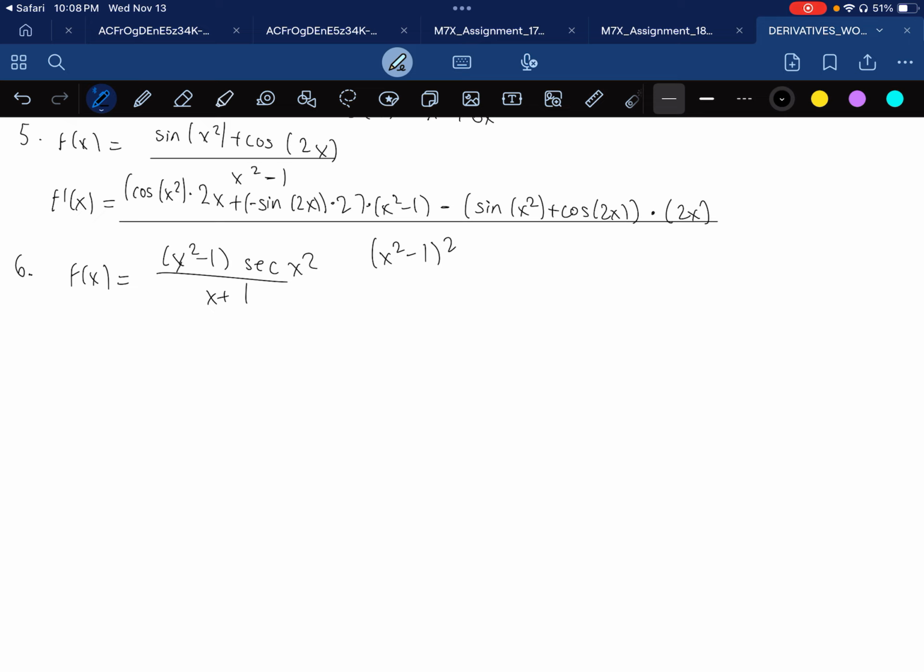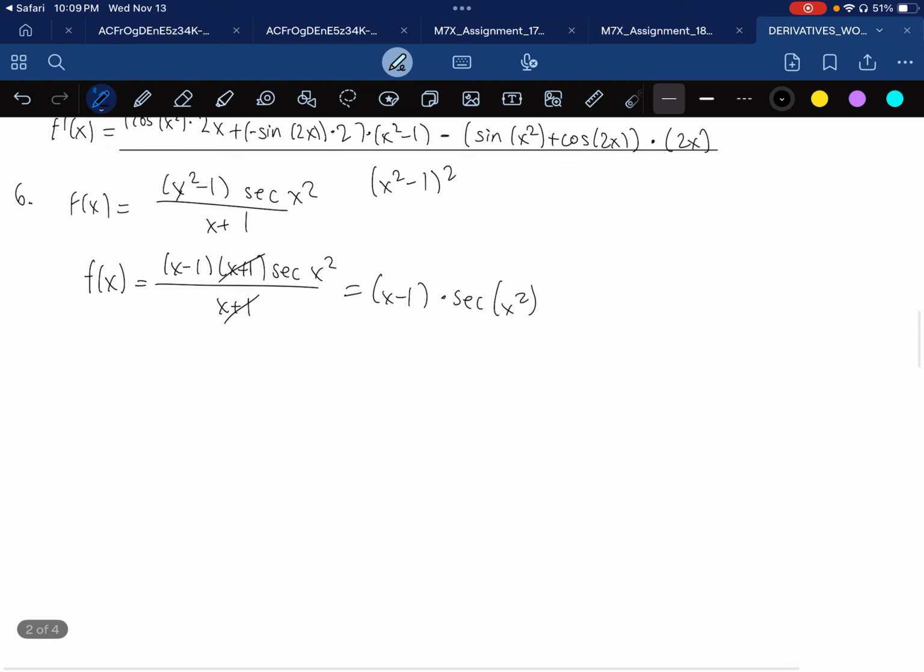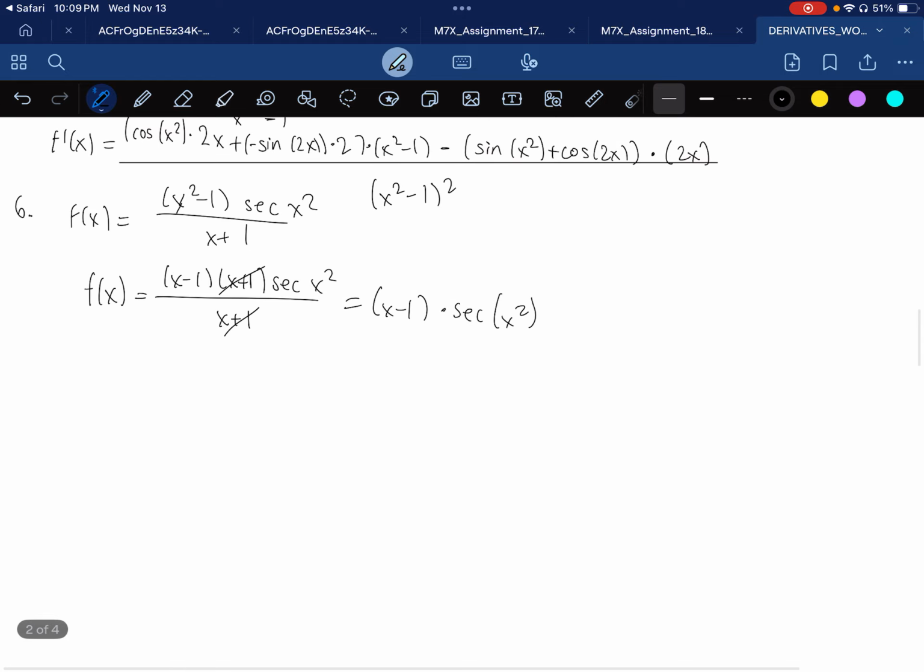Notice that this is a difference of squares, so we can factor this out. We're still dealing with f of x. We haven't differentiated anything. It's x minus 1 times x plus 1 times secant of x squared all over x plus 1, right? And really, we're just going to cancel this out, and now we just have a product of x minus 1 times secant of x squared. Now we're going to differentiate, and notice how it becomes a lot easier.